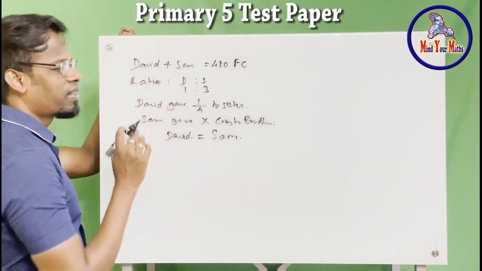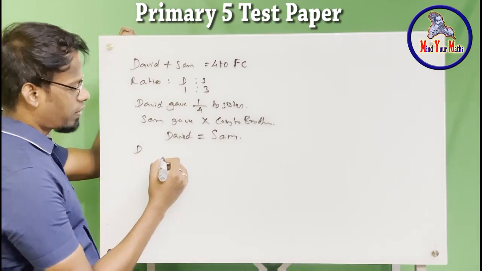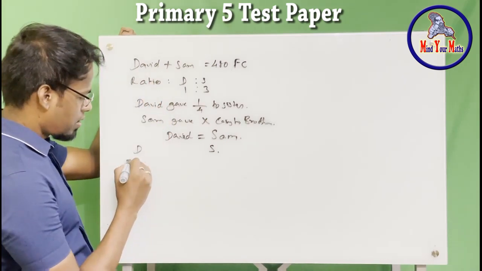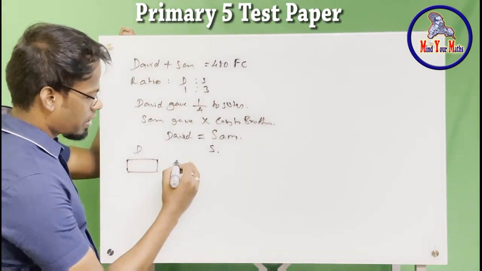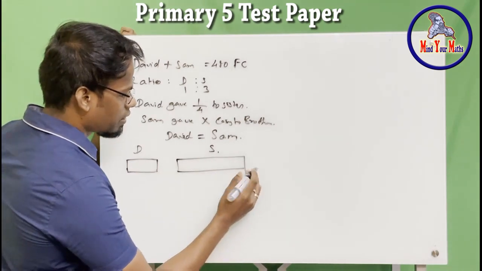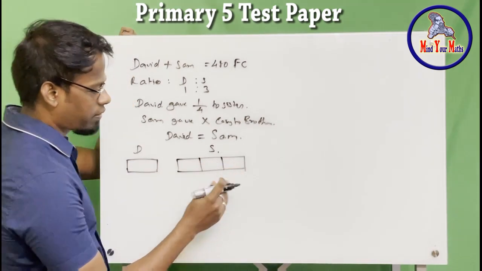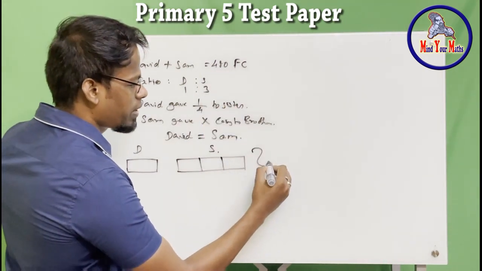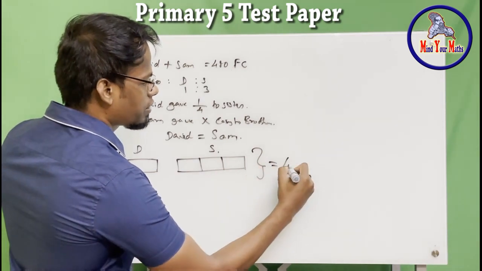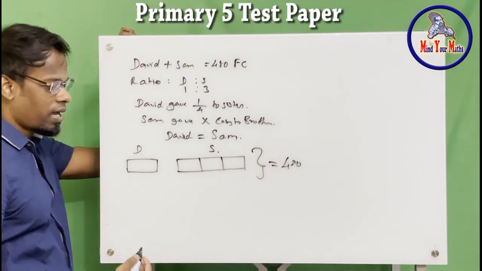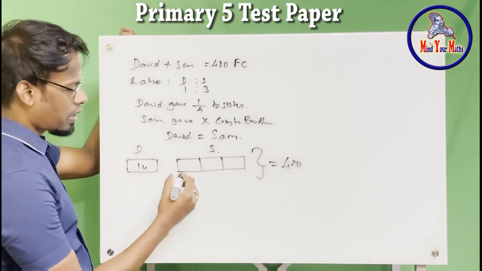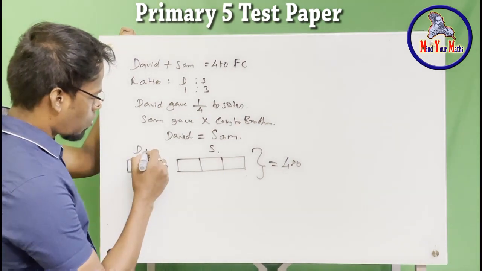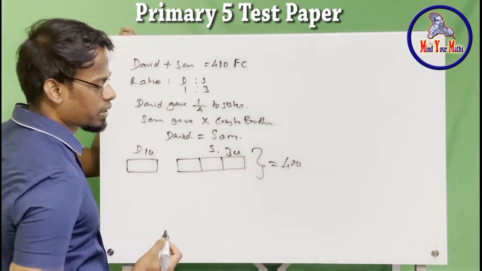Let's represent this in the model diagram, right? So this side we will take for David and this side for Sam. As per the first statement, David had 1 unit and Sam had how many units? 3 units. 1, 2 and 3, right? They together had 480 foreign coins. What it means is that added together, it's 480 foreign coins. See here, this is 1 unit and this one is how many units? 3 units. I'll write it on the top. 1 unit and this one is 3 units, right?